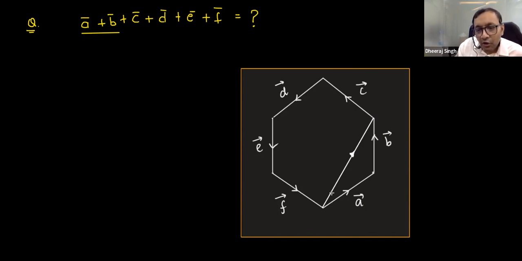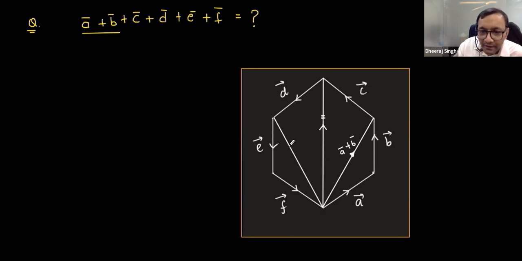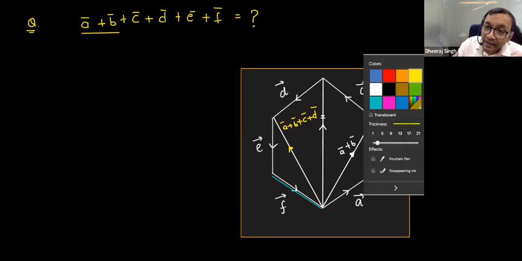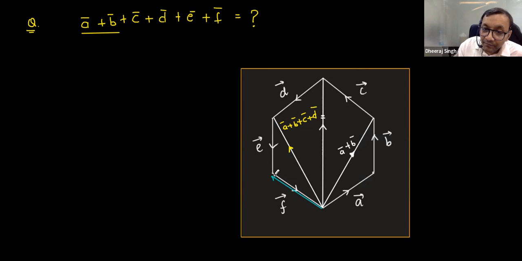This is A plus B. Now, if this is A plus B, do we all agree that this vector is A plus B plus C? This is A plus B. You add C, this will become A plus B plus C. All of us agree? Now you add D. This will become A plus B plus C plus D. Agree or not? And then finally add E to it. So this vector will give us A plus B plus C plus D plus E. All of us agree?